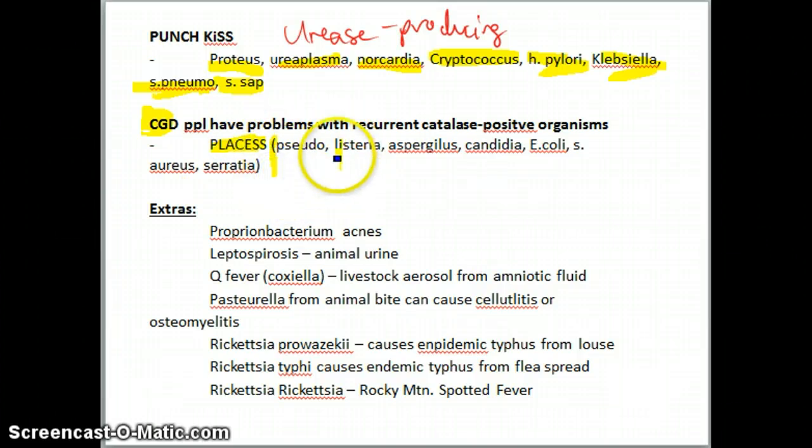So you have Pseudomonas, Listeria, Aspergillus, Candida, E. coli, Staph aureus, and Serratia. Okay, so places to put your cats. And then now let's talk about just some extras just to throw in here, odds and ends. I don't want to waste your time and don't want to waste mine either. So I'm only going over stuff that I feel we left out that might be good to know.